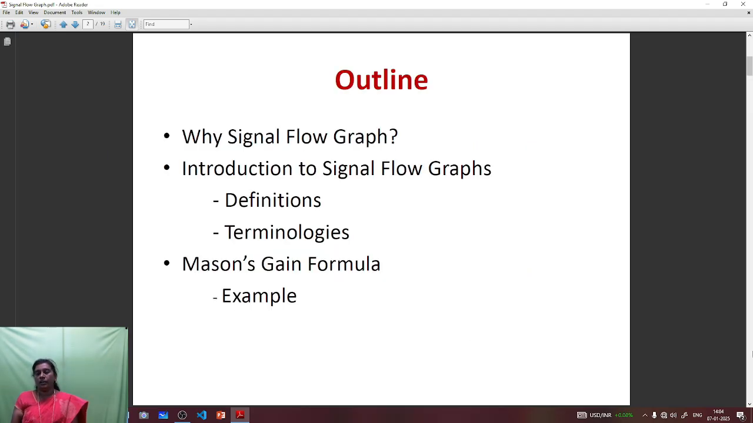This is the outline of my presentation. First we will see what a signal flow graph is and why we have to go for it. Then we will see some definitions and terminologies used, and finally we are going to see Mason's gain formula to find the transfer function of a system with an example.